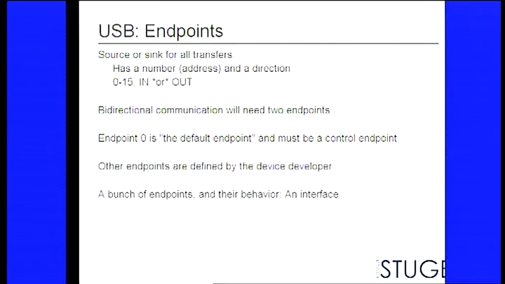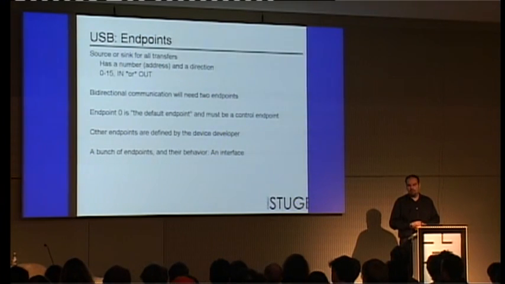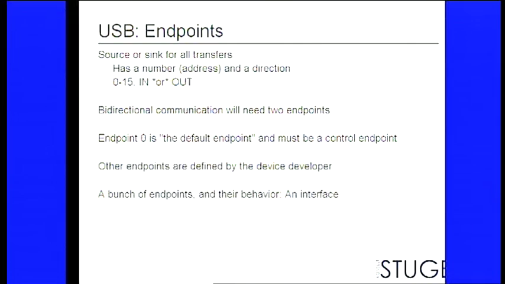And the numbers are really up to the device developer to choose the addresses. Except for endpoint 0, which is the default endpoint. It's regulated in the USB spec that this must always be a control endpoint, and it has a couple of particular requests or transfers that it needs to support. Read descriptor is one of them. But every other endpoint is really up to the device developer to decide, almost. So I'll come back to device classes, which can limit the developer somehow.